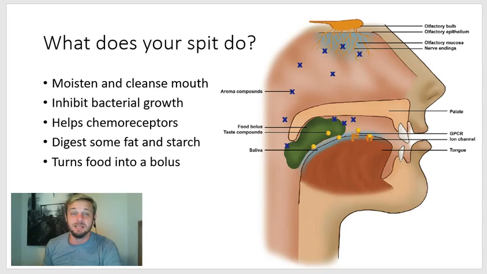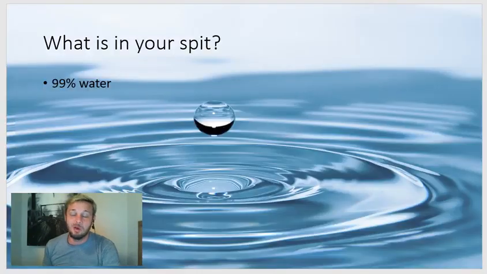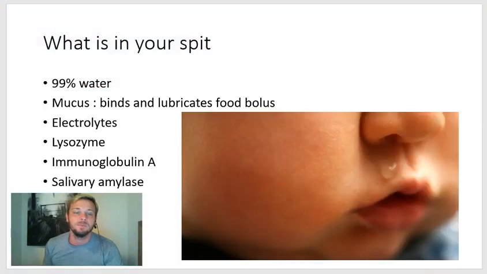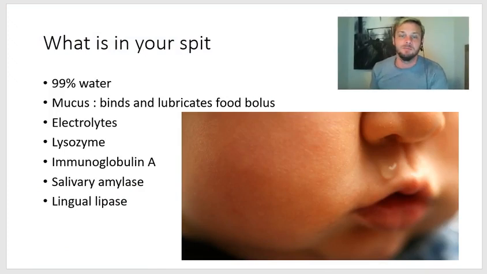So what's in your spit? Most of it's water, like 99% of it's water. There's a lot of water in your spit, depending on which autonomic nervous system's working. So you have a sympathetic and parasympathetic, and your sympathetic can decrease this amount of water and increase the mucus in there, because you do have mucus in your spit. That mucus is important in binding that food and lubricating that food bolus so it slides down easily when you swallow it.